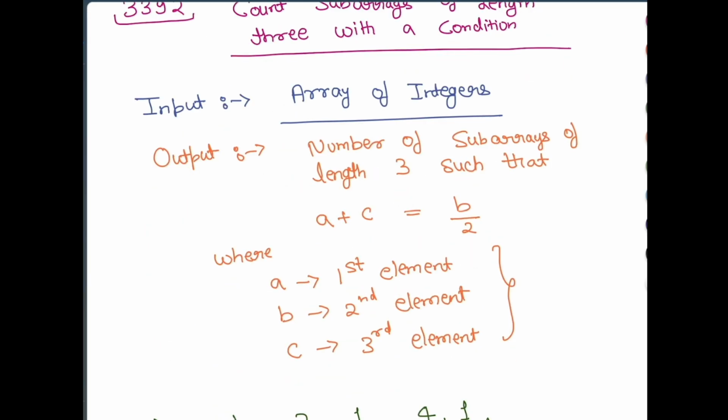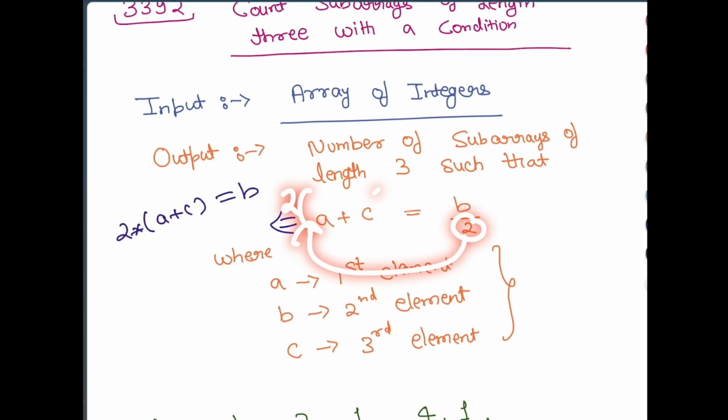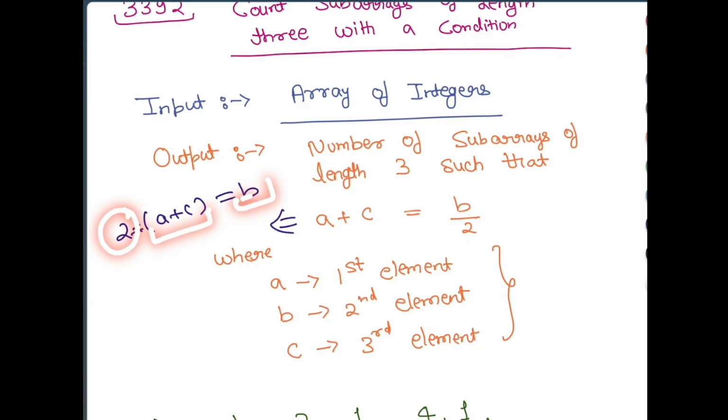Now I can change the formula and it will look something like this: 2 multiplied by (a plus c) is equal to b, right? That's just basic maths. You can take this 2 and put it here. So it's like saying that the sum of the first and third element, when doubled, should be equal to the middle element b. So 2 multiplied by (a plus c) has to be equal to b. If that satisfies the condition, then you need to count that 3 length subarray.